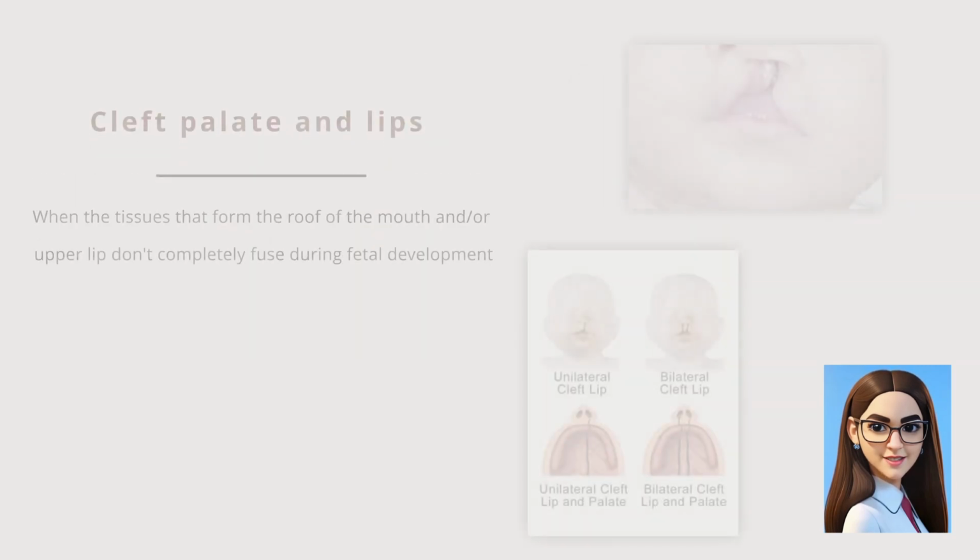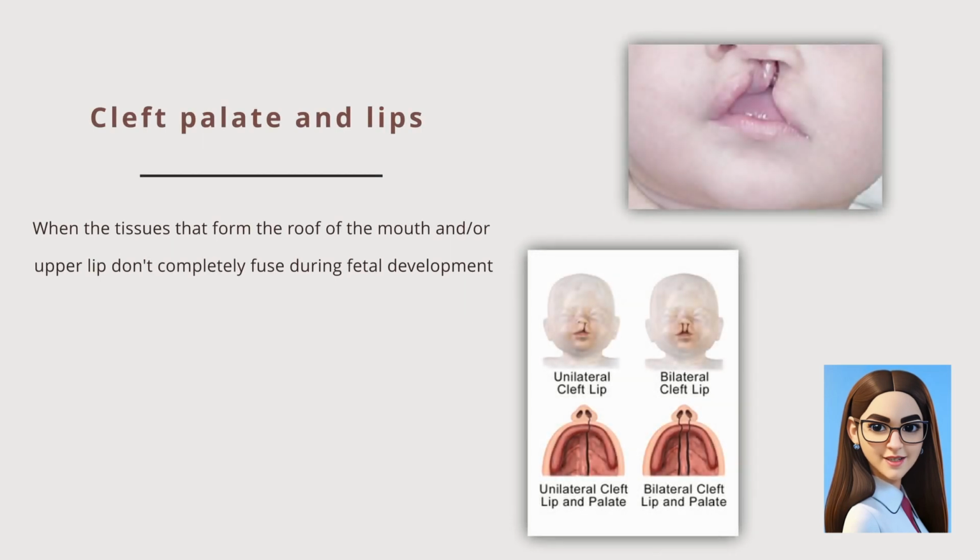All right, let's continue with cleft lip and palate. This condition happens when the tissues that form the roof of the mouth and or upper lip don't completely fuse during fetal development, resulting in a gap or opening. This can lead to a range of health issues, including difficulty feeding, ear infections, dental problems, speech and language delays, and hearing loss. However, with proper treatment, children born with cleft lips and palate can live healthy, happy lives.